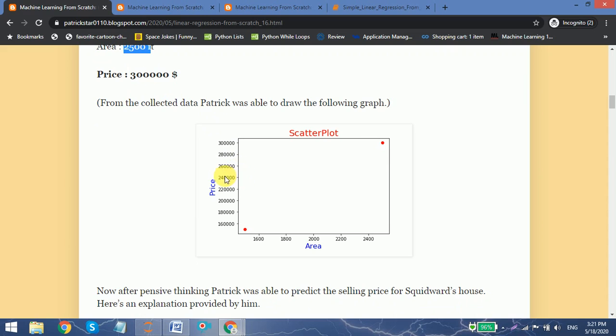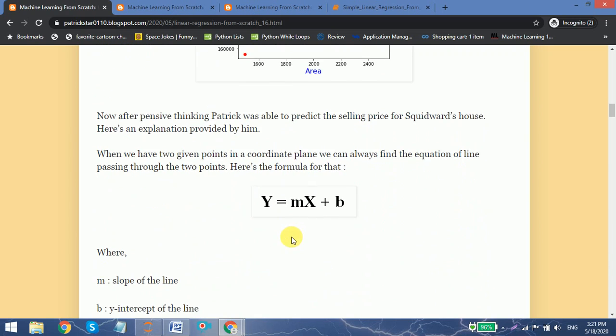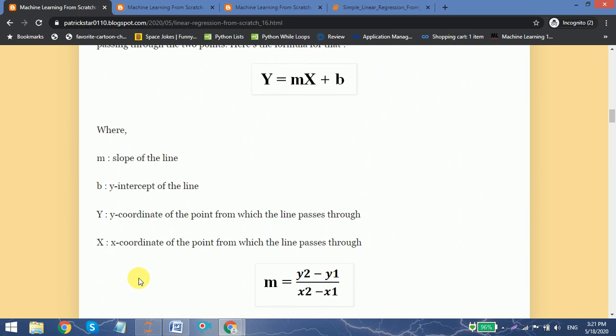Okay, so here is what we need to do. We need to find the price of our house, which has an area of 1800. We all know the equation of a straight line is y equals mx plus b, where m is the slope of the line, b is the y-intercept of the line, and x and y are the coordinate points of our data set. Here we have m as slope, x we are taking as the area of our house, and we will get y as the predicted selling price of our house.